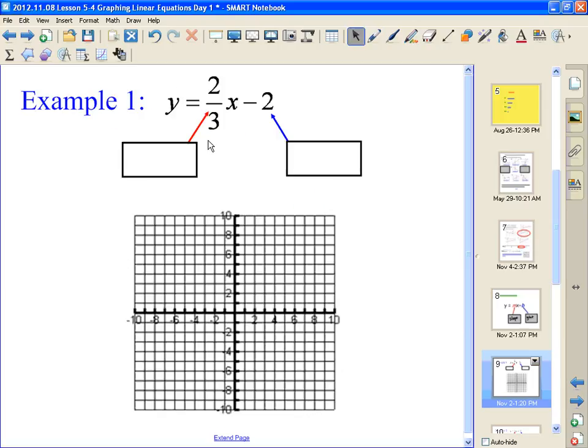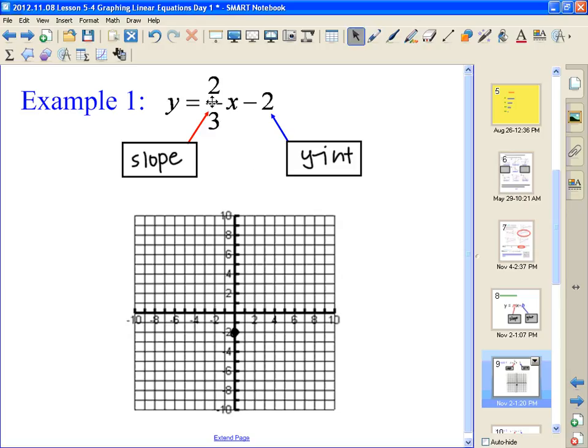Okay, so on example 1, 2/3 is in the place of m, which means that 2/3 is our slope, and -2 is in the place of the b, so that is our y-intercept. So the y-intercept is always your beginning spot. So what you want to do is on the y-axis, find -2, because that's our y-intercept. And when you find -2, you want to put a dot on top of it.